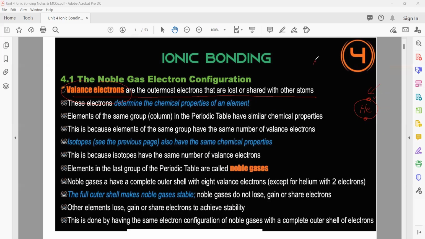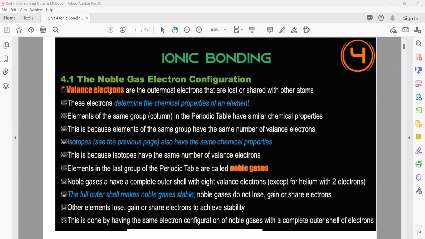For example, if I draw sodium, sodium has a total of 11 electrons. I will put 2 here, then in the second shell I will put 8 here. Now how many are left? 1. That 1 will come in the last shell. So the last shell is known as the valence shell. The last shell is always known as the valence shell, and the electrons in the last shell are known as valence electrons.